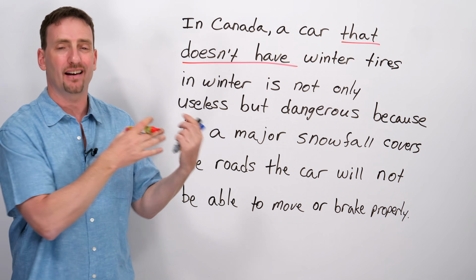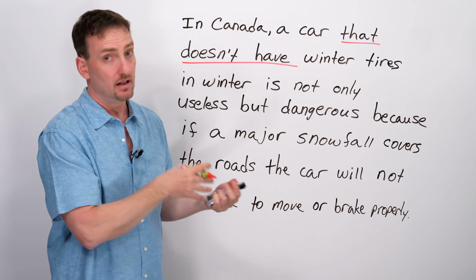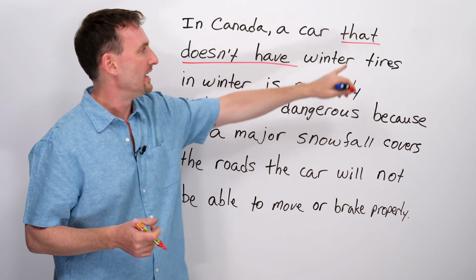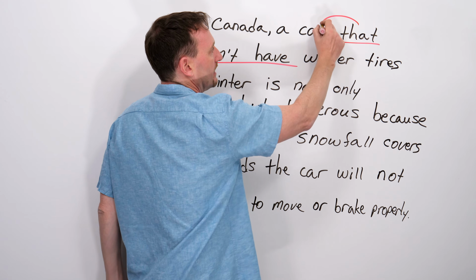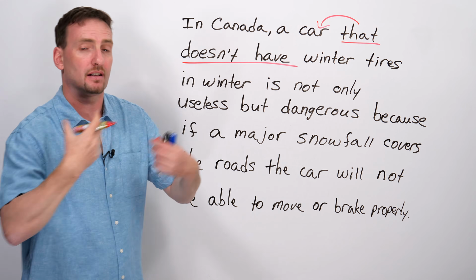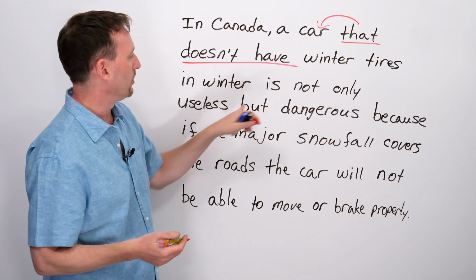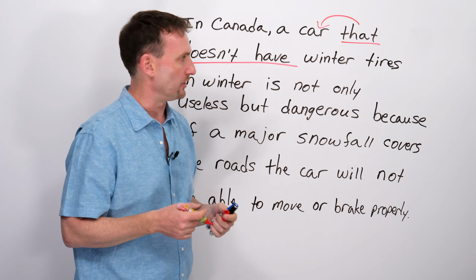Now, what type of clause is this? It's not a noun clause. Here we have an adjective clause. An adjective clause that is telling you about the car. It's identifying which specific type of car is going to be useless and dangerous, which we'll get to.